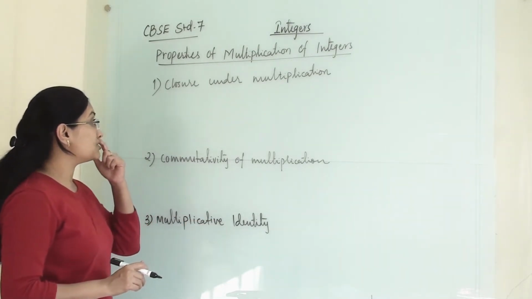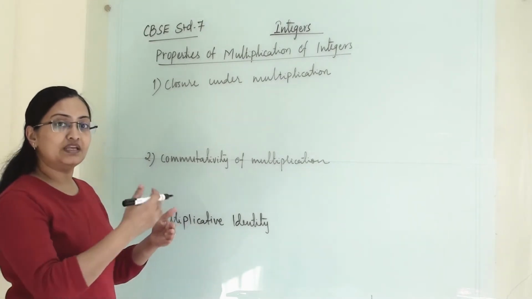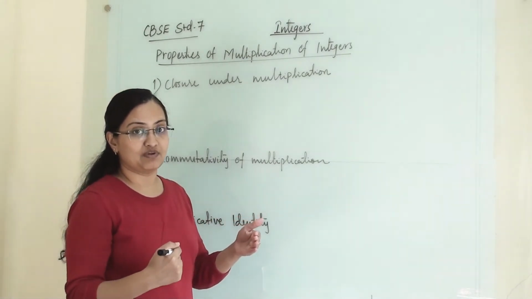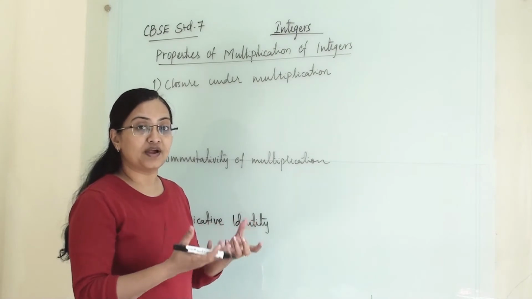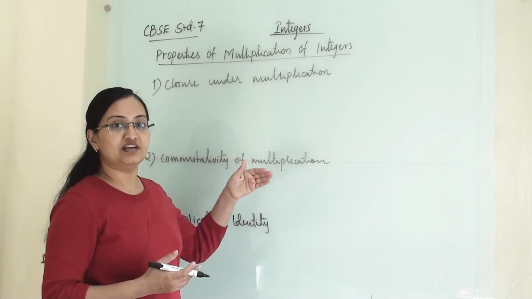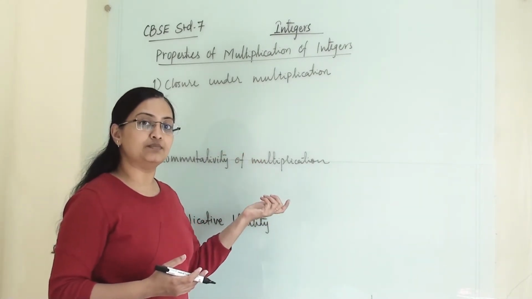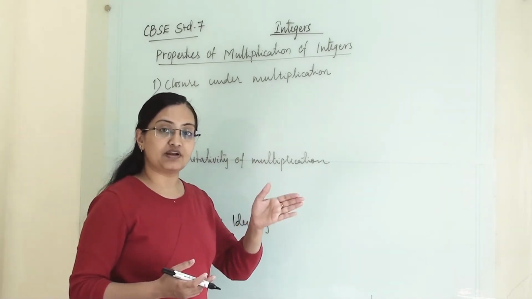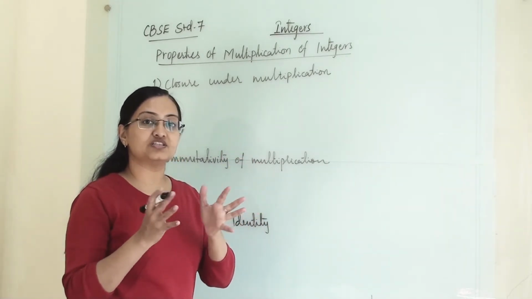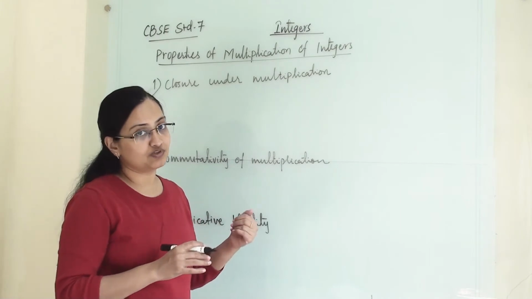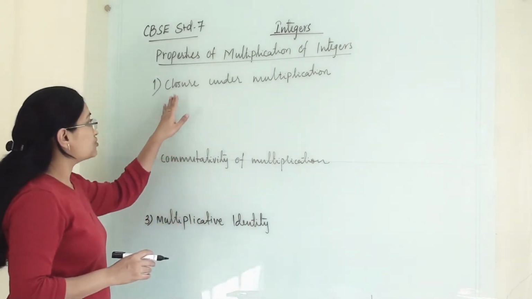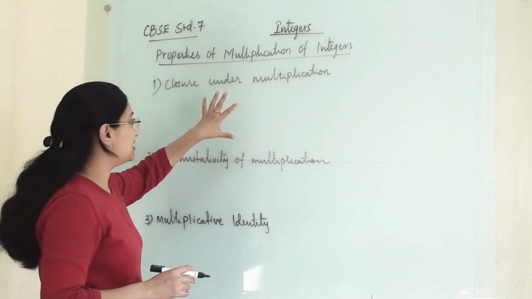First is closure under multiplication, but the meaning of the property will remain the same. What we are going to find out from this property will remain the same, but this is multiplication and those were subtraction and addition, so the operation is different, so the results of the properties will be different. Closure under multiplication. What is the meaning of this?